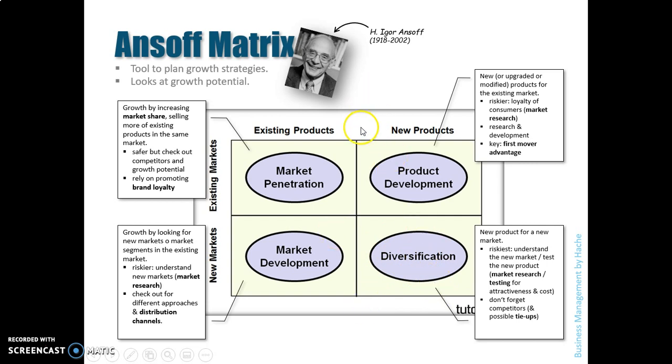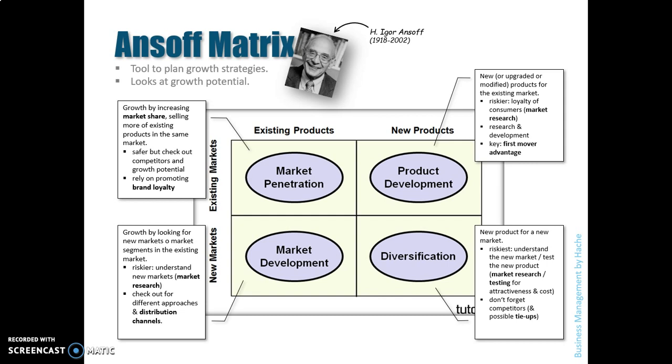So this matrix will allow you to make a proper choice on how to grow in terms of the market and the product, whether you want to go to new markets or whether you want to make new products, or both at the same time, or just stay safely on growing your market share in the market you already know with the products you also already know.